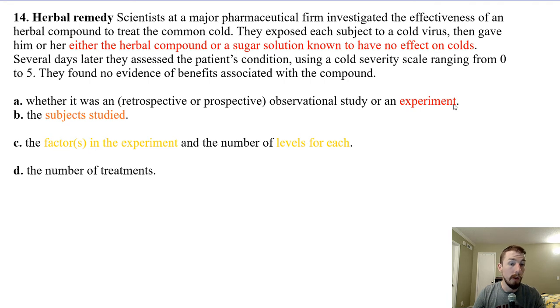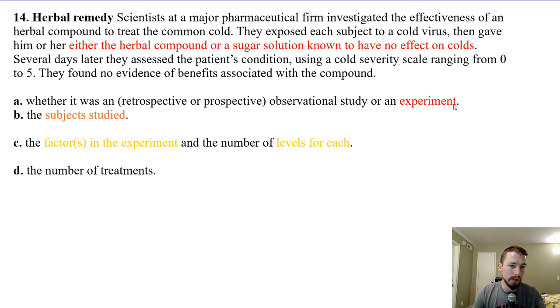They found no evidence of the benefits associated with the compound. So that would be kind of like their conclusion. So maybe there was a slight benefit, but it wasn't statistically significant, meaning it wasn't unusual enough or different enough, or the effect size, the difference between the two ratings, was not large enough for a sample that size for us to think that it couldn't have just occurred by random sampling variation.